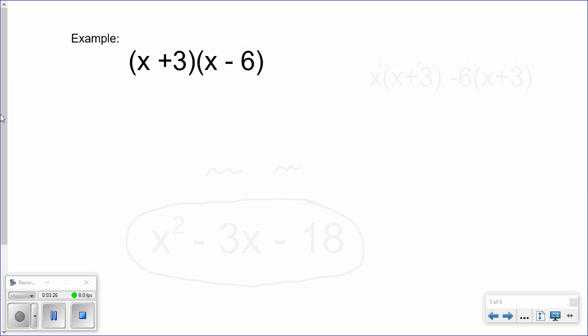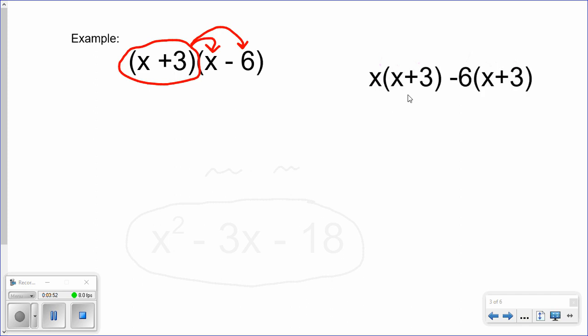So distributive property still works. But instead of just having one number out here, you have an entire binomial. So you're actually going to distribute that whole binomial to each term. So you're going to multiply x plus 3 times the x and x plus 3 times the negative 6. Okay, it looks weird because you're like, oh, I can't do that, but really all you're doing is setting it up like this.